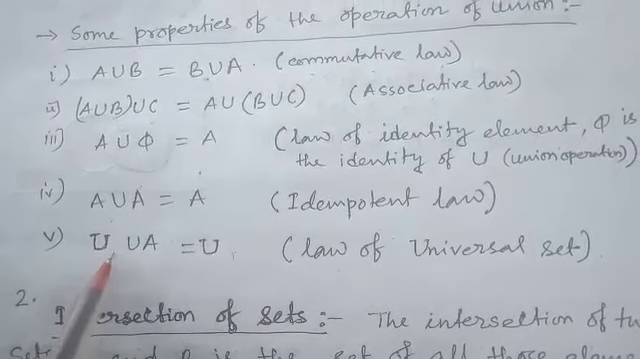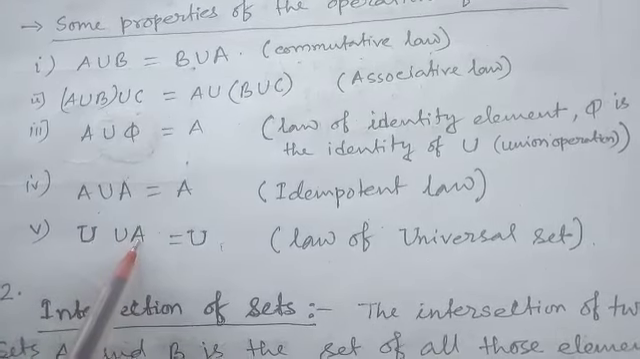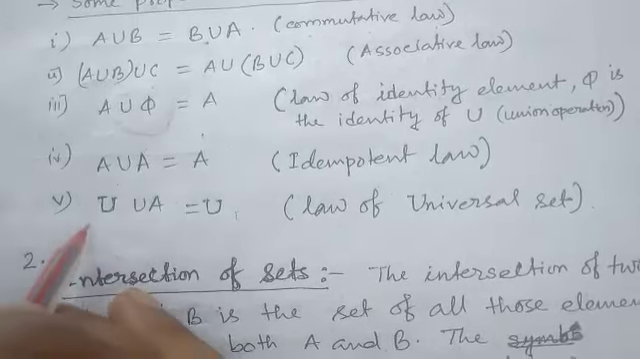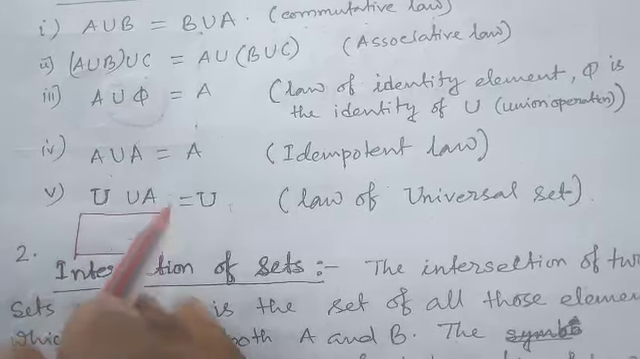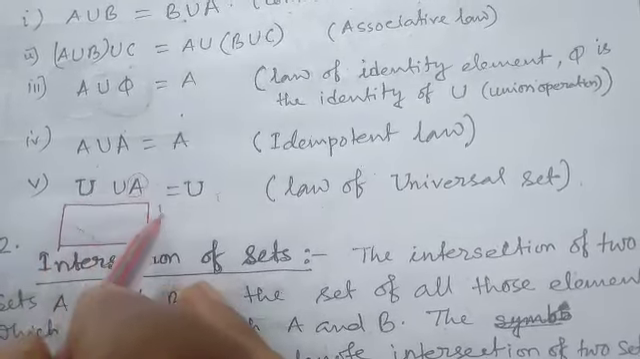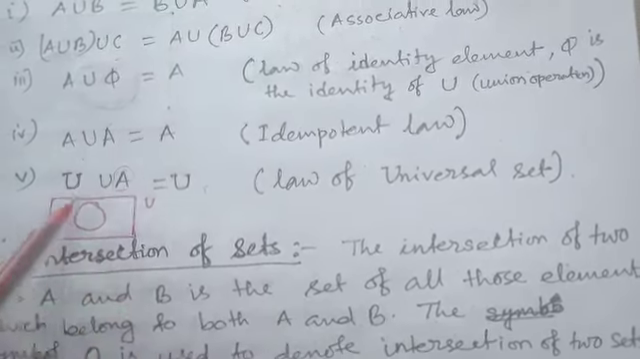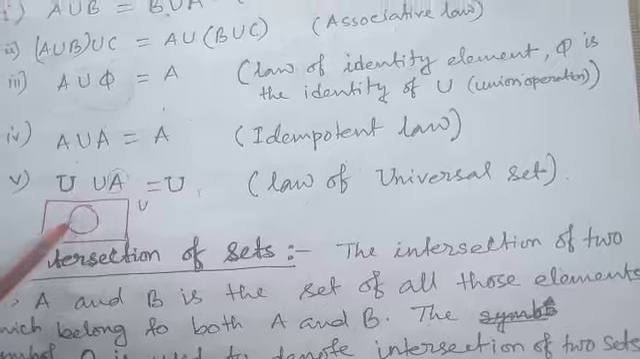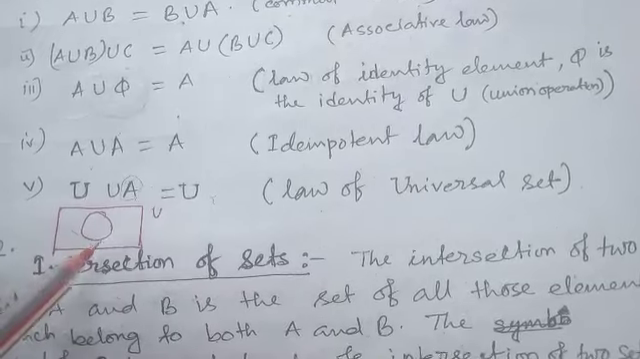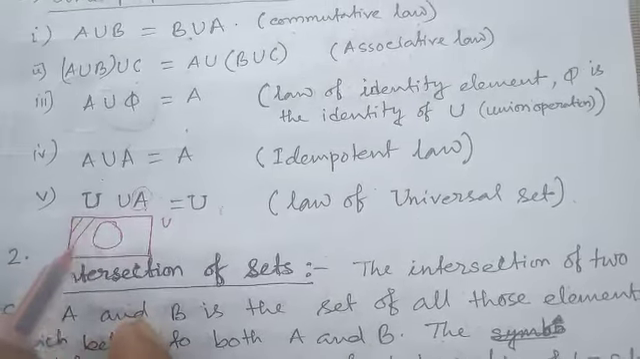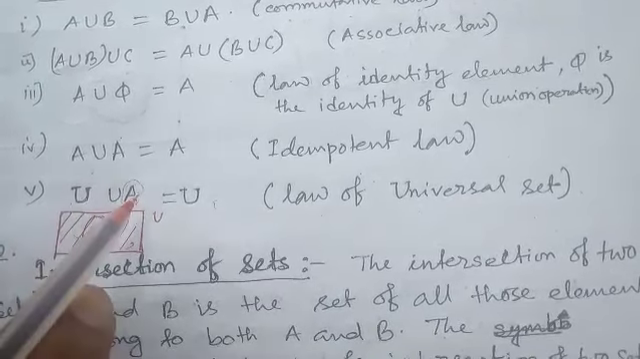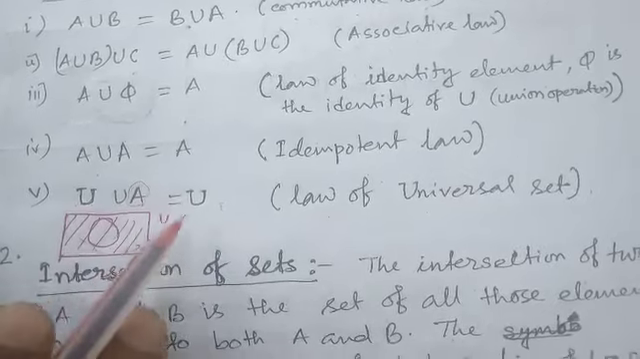And the union of the universal set and any set is always the universal set. Why is this so? Suppose this is your universal set, and its set A is always inside this universal set. What is the meaning of union? Union means all elements of both sets, with common elements taken only once. So that means the total union portion is the universal set. That is why the union of the universal set and any set equals the universal set.